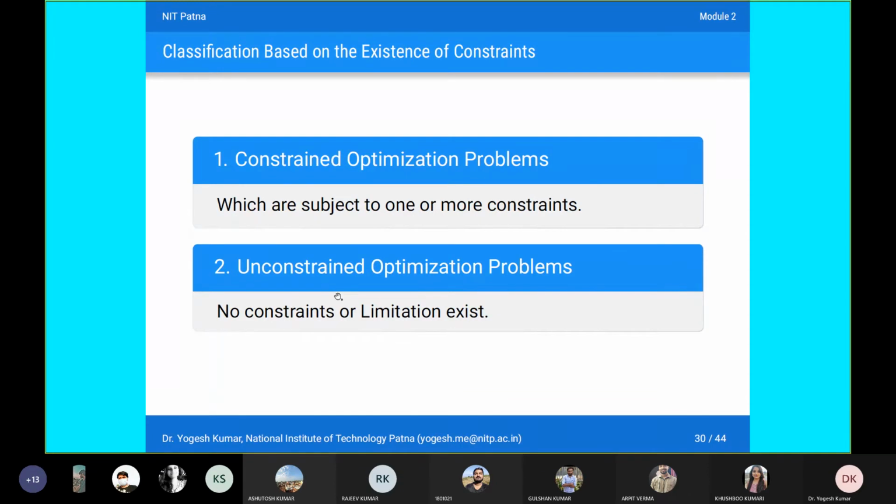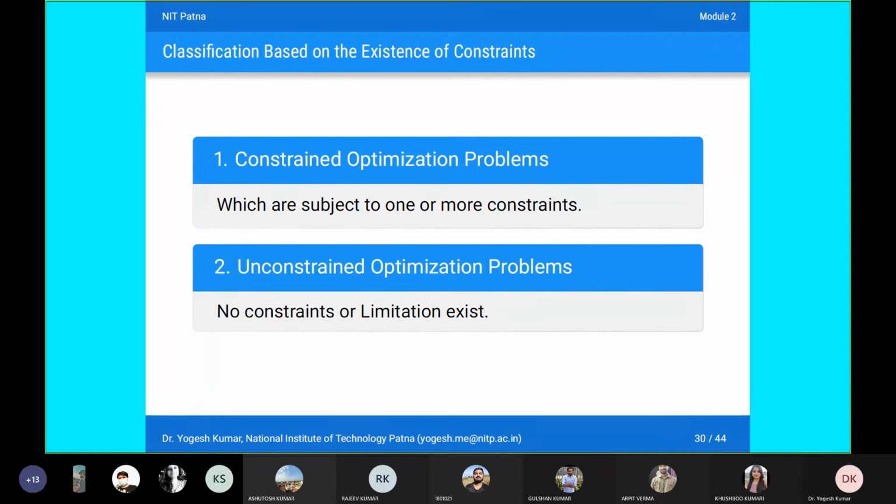Okay, so if there are some constraints, the problem is subjected to certain limitations. Like in the previous example we took, there was a limitation that your mean diameter should vary between 2 to 14. And similarly, there was another constraint that your tube thickness should vary between 0.2 to 0.8 centimeter. So if there are any constraints in a problem, then this problem may be called a constrained problem.